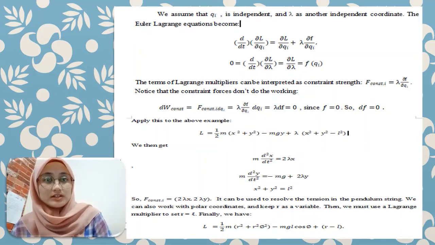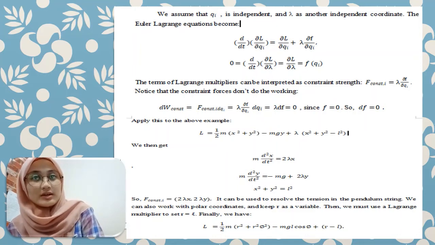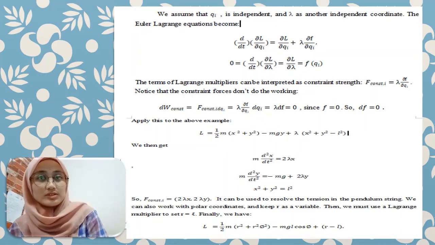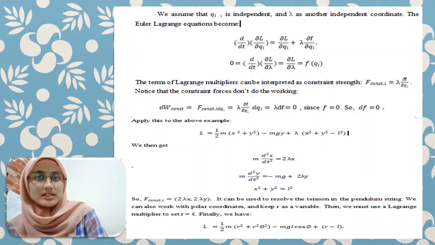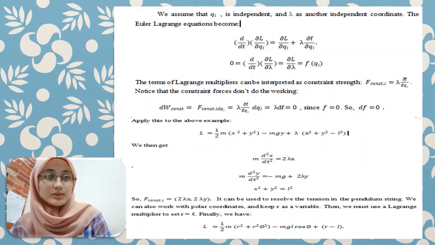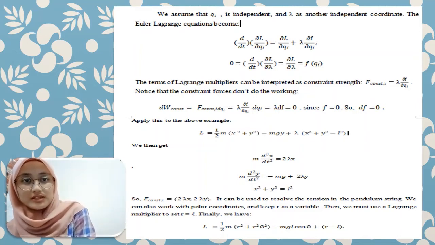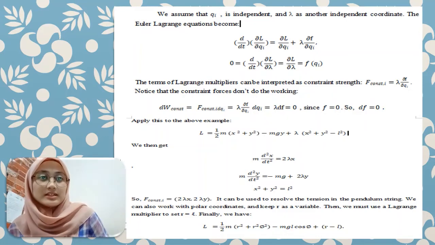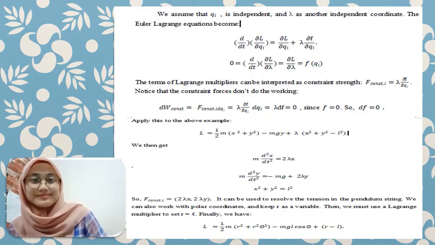Apart from that, we can conclude that the Lagrange multiplier constraint must be set to r equals L. So the equation before is the final equation for using the Lagrange multiplier. And that's all from me for the first application. Thank you.